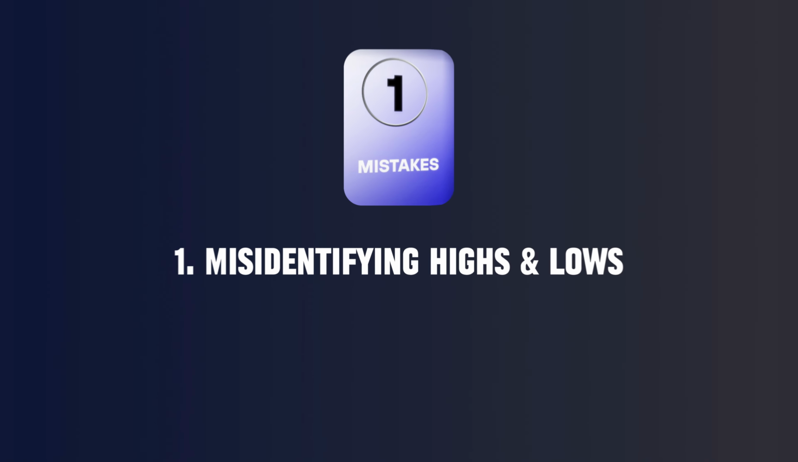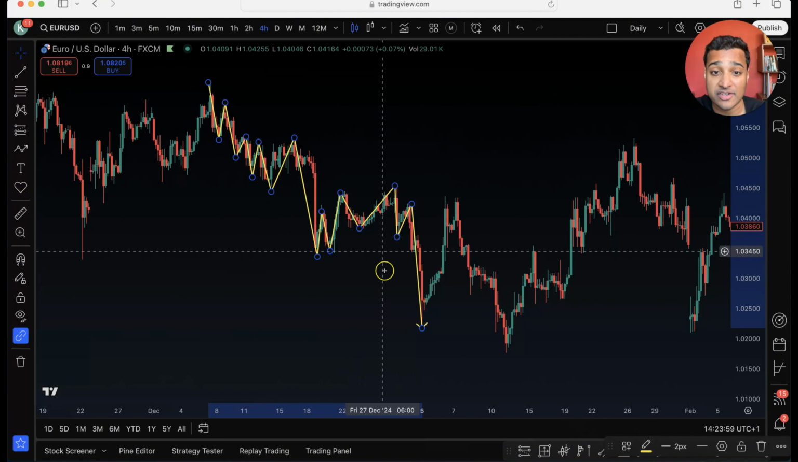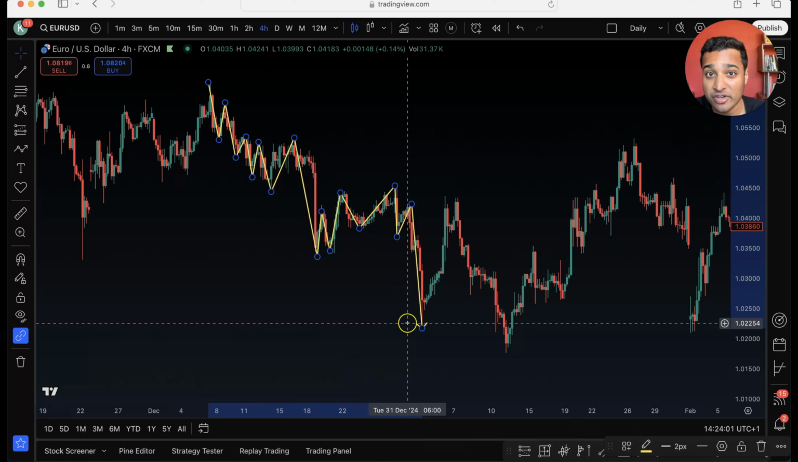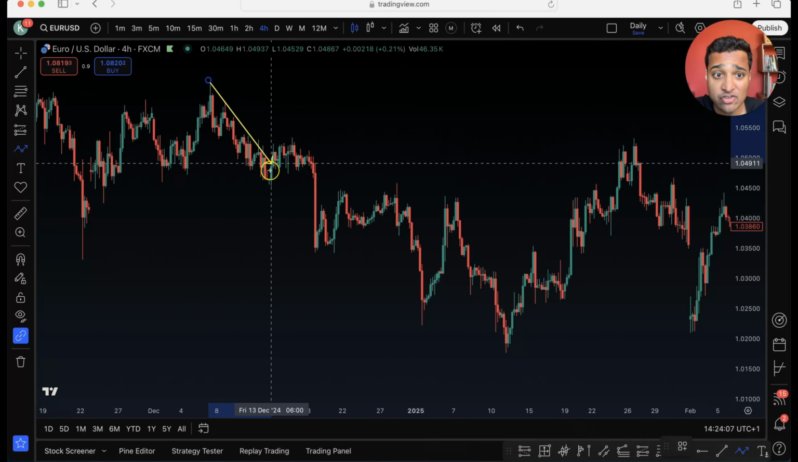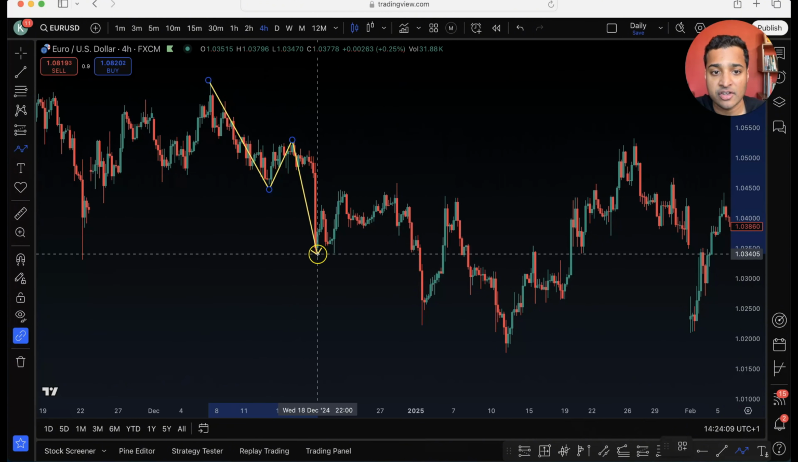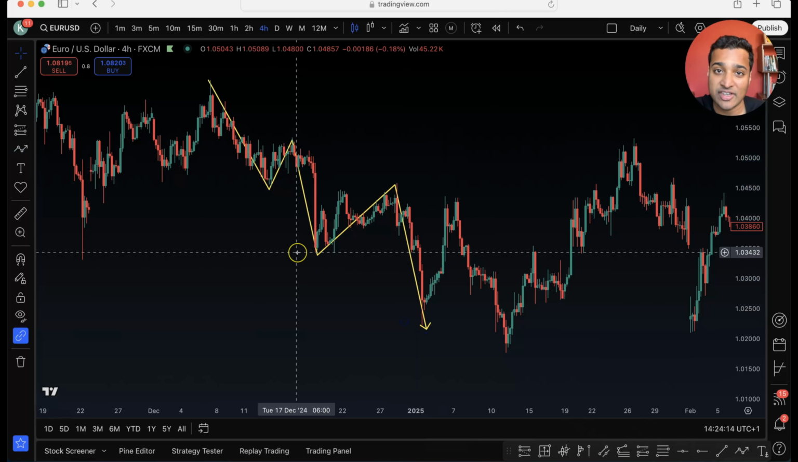And now that you've mastered the basics of market structure, let's start with common mistake number 1: misidentifying highs and lows. Focusing on every little price fluctuation like this can just lead to confusion. And so what I would recommend doing is actually focusing on the major waves of price like this to gauge the overall trend direction, which is a downtrend in this case, especially as markets operate across various timeframes.